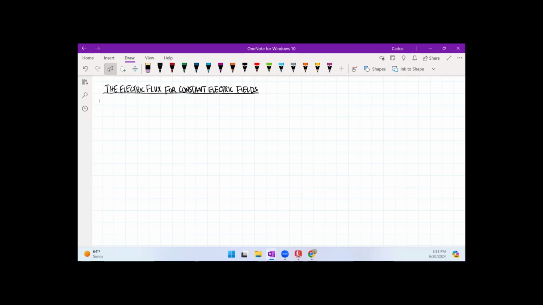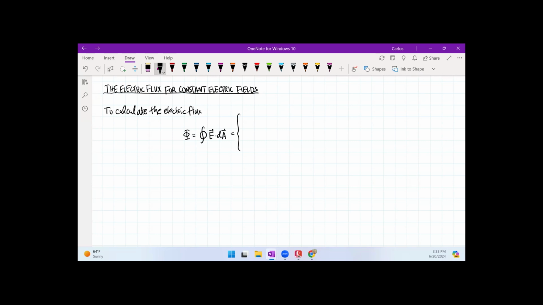The electric flux for constant electric fields. To calculate the electric flux, we use the following. We say that the flux is the integral, and the loop here means over a closed surface, where I have E dot dA.